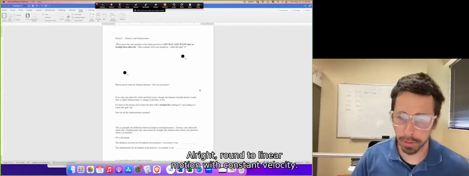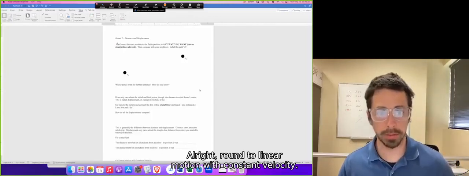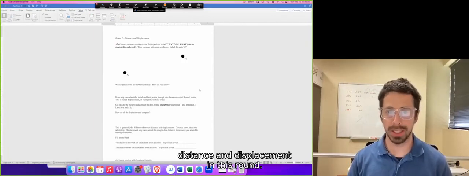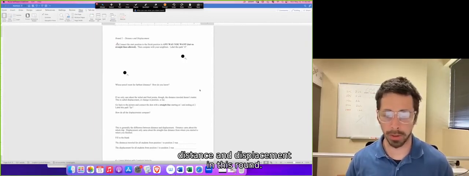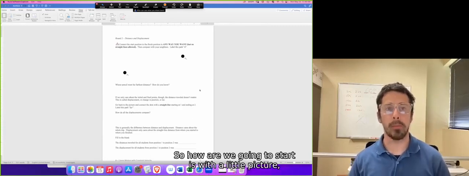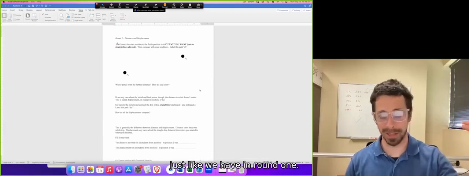All right, round two, linear motion with constant velocity. We're going to talk about the difference between distance and displacement in this round. It's a small difference, but there's an important one. So how we're going to start is with a little picture, just like we have in round one.